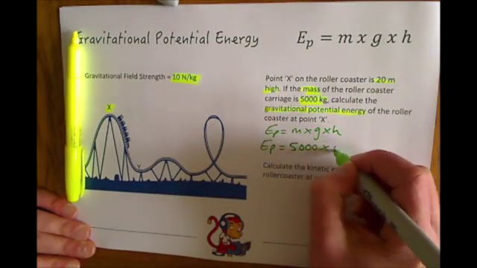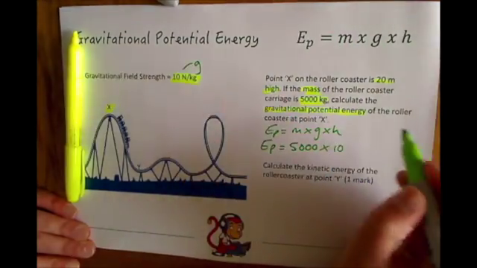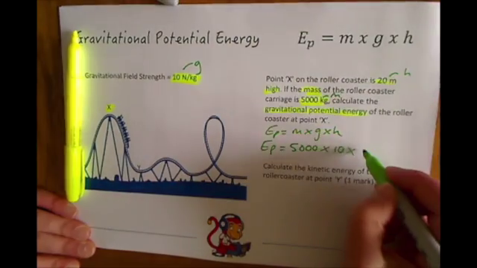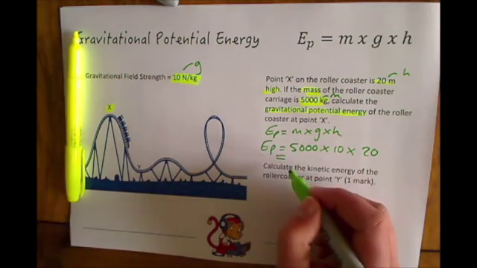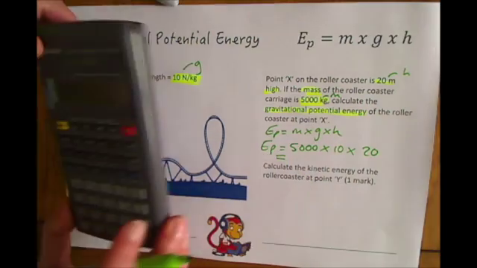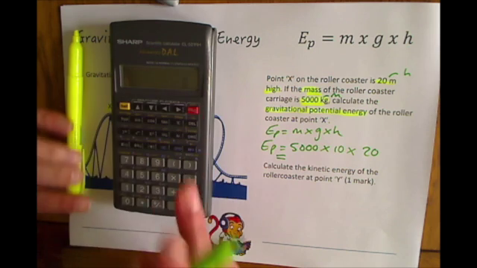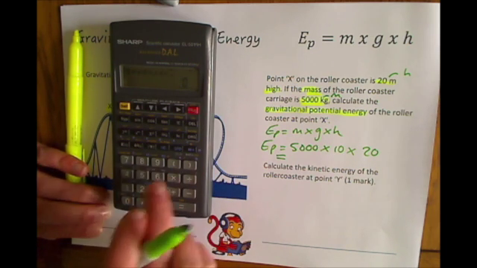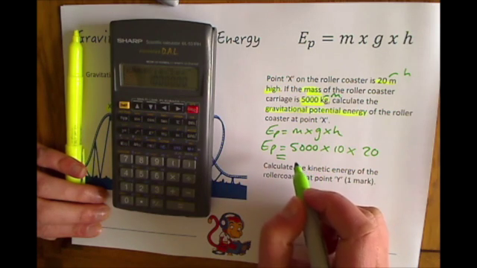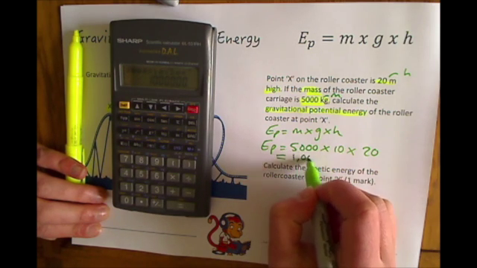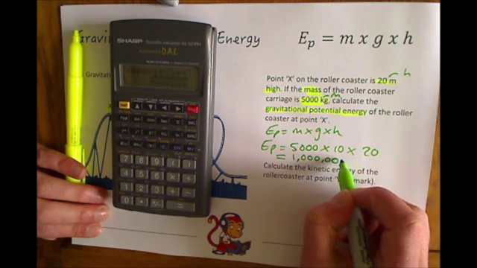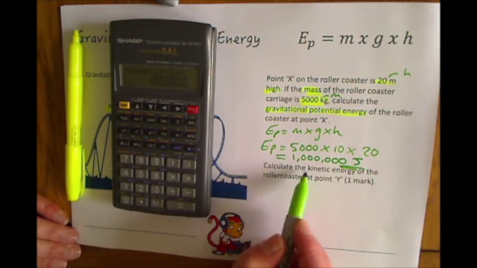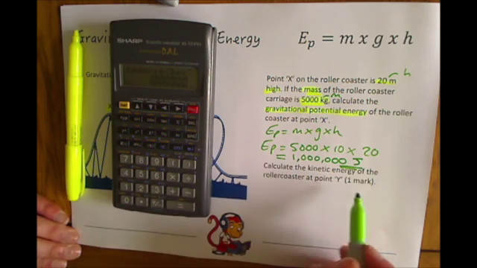So 5,000 times 10, because that's the g bit, and that's the mass, times by the height, which is 20 meters. And if we use our calculator, we can calculate that the gravitational potential energy of the roller coaster is 5,000 times by 10 times by 20 meters, which is 1,000,000 joules. Okay, second question here, it says calculate the kinetic energy of the roller coaster at point Y.